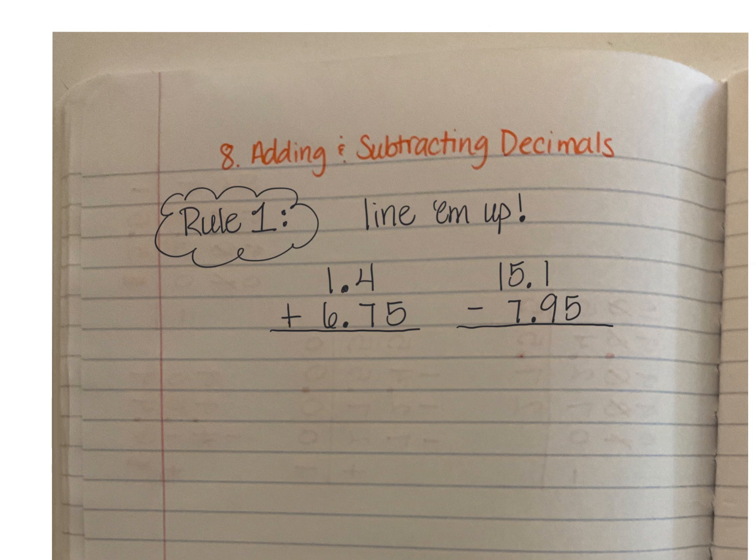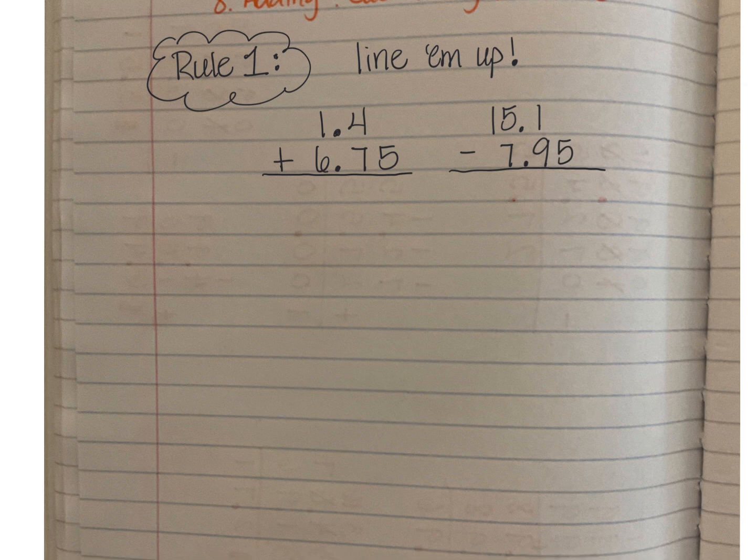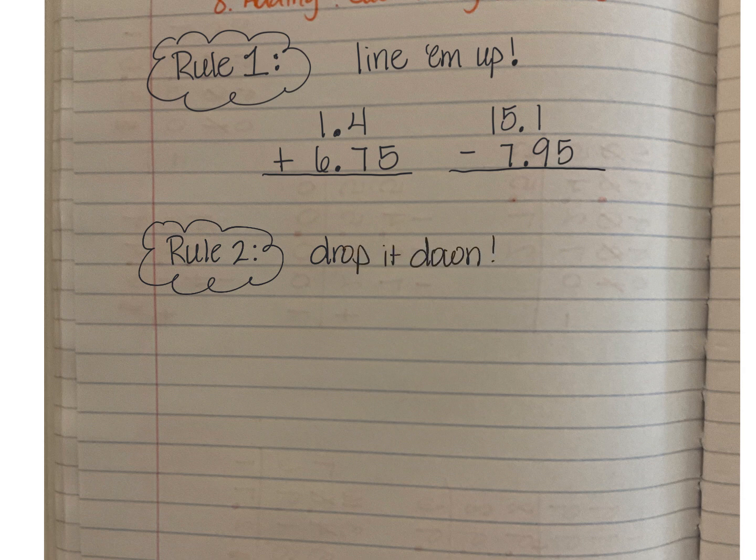Okay, so once you've lined up the decimals, rule number 2. Let's look at rule number 2. So we line them up, line up the decimals. The next thing we do is we drop it down. Drop it down. And what that means is we drop the decimal down.